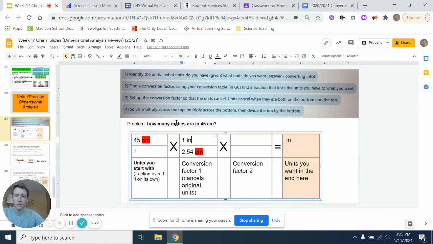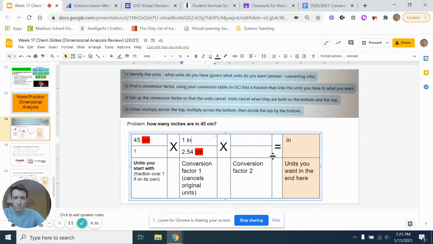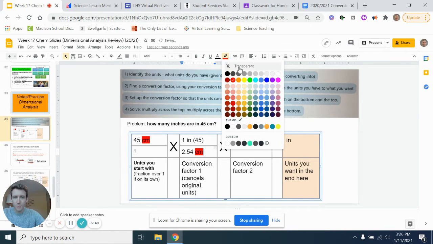Step 4 is solve. Multiply across the top, then multiply across the bottom, and then divide the top by the bottom. So I'm going to do that here. 45 times 1, I might just put it in parentheses to help me remember. 45 times 1, we've got 45 on the top. 1 times 2.54, just to remember that number for the bottom, because I'll eventually divide.